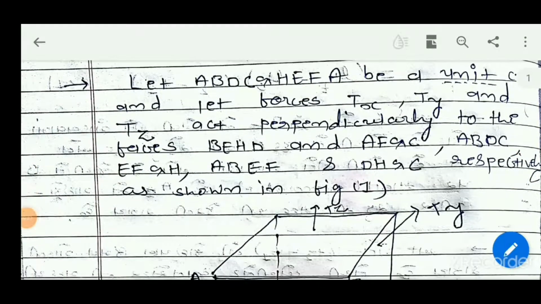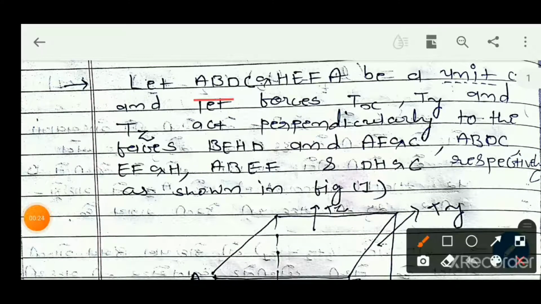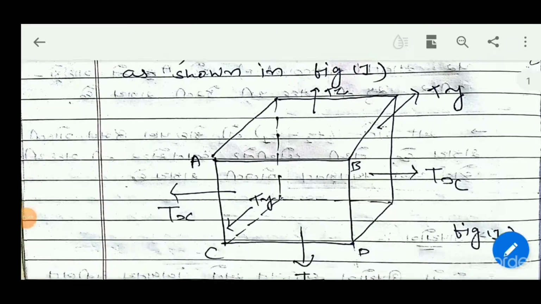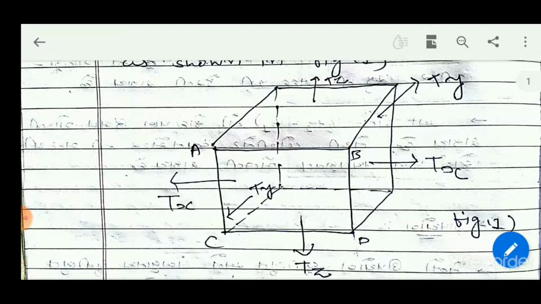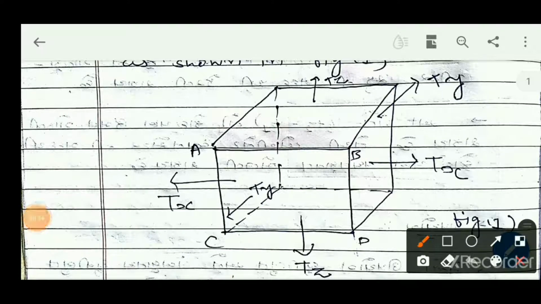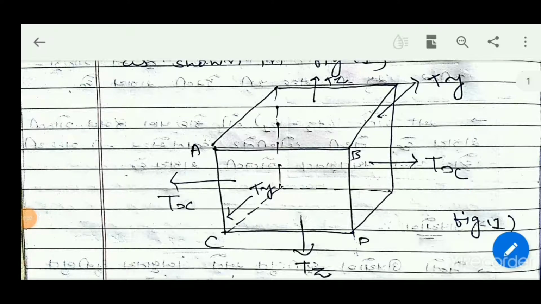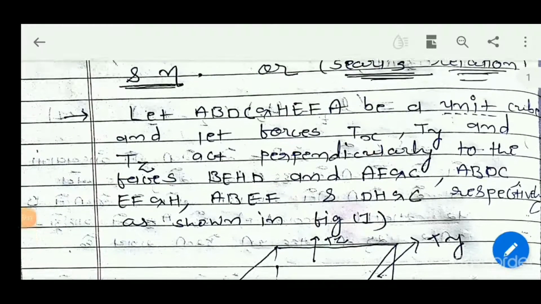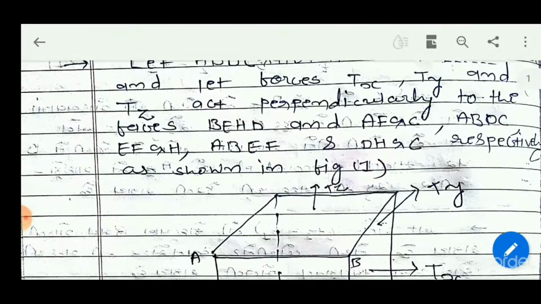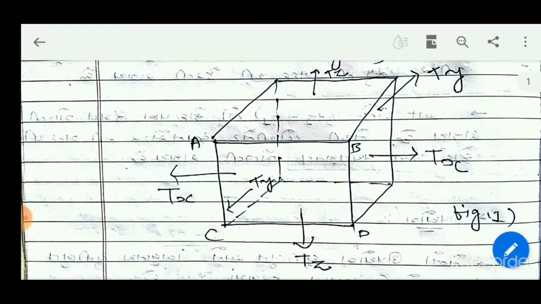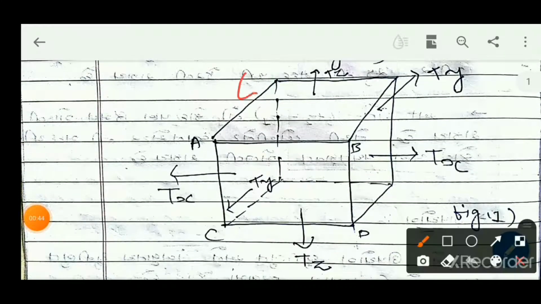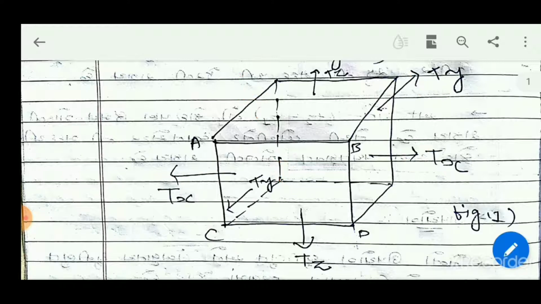So let ABCD, GHEF be a cube. Here it is A, B, C, D, and G, H, E, F. Okay, so this is our cube.